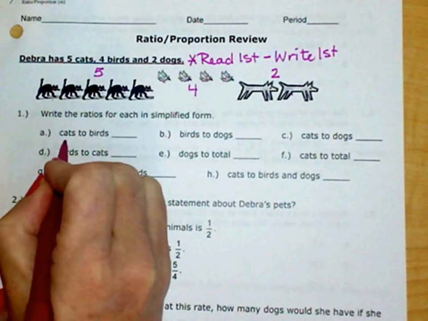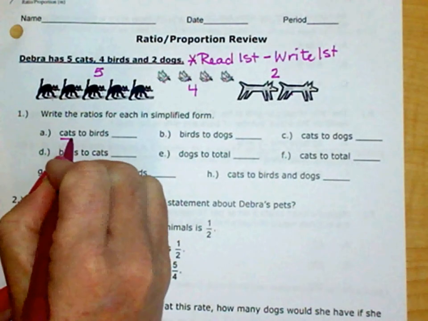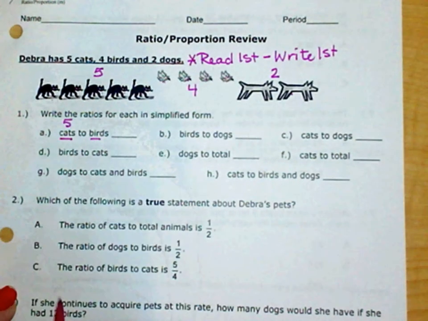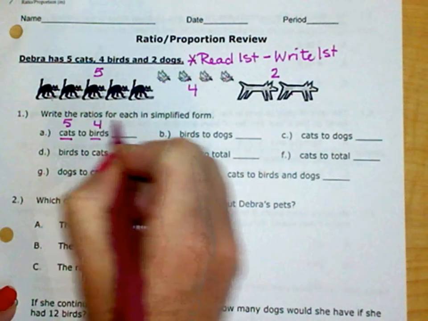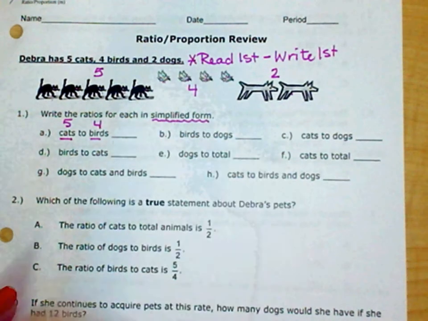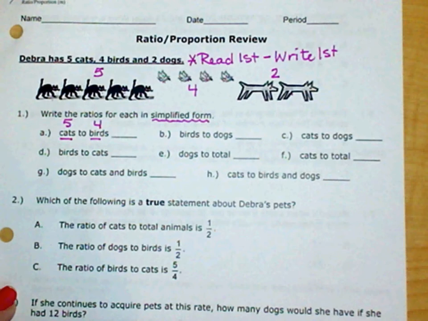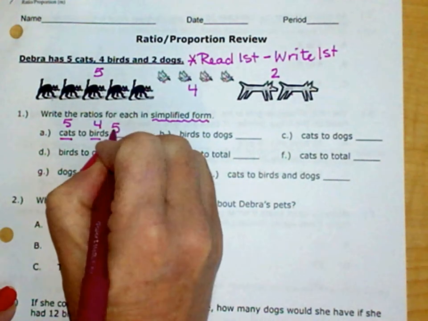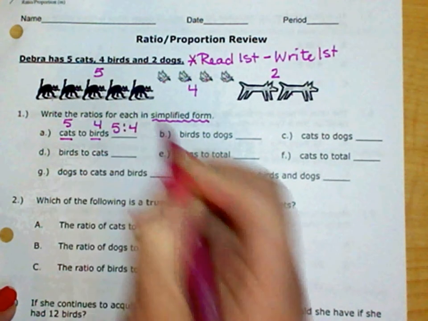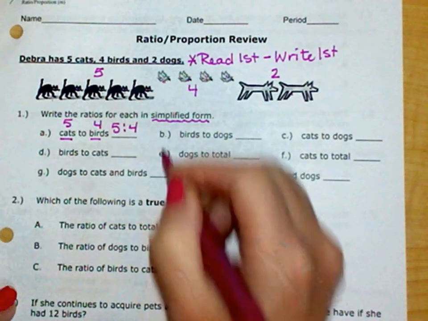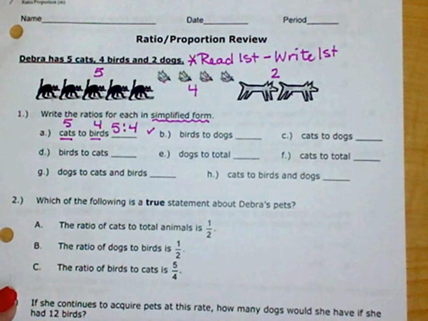Cats comes first, which is 5. Birds come second, which is 4. And I have to remember that I'm reducing to simplest form. So when I write my ratio of 5 to 4, is that simplified? If it is, check it off and move on.